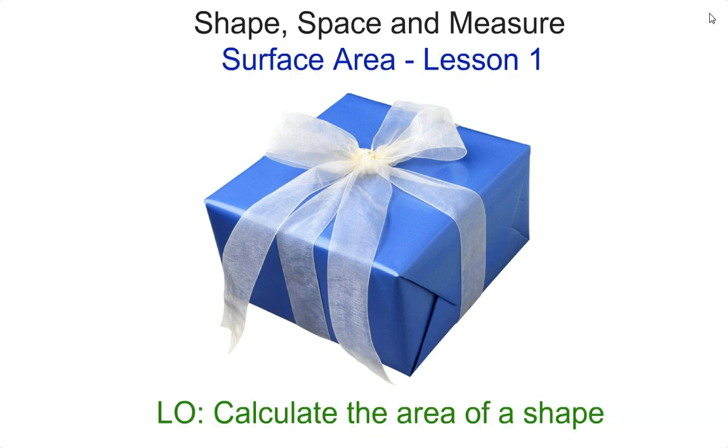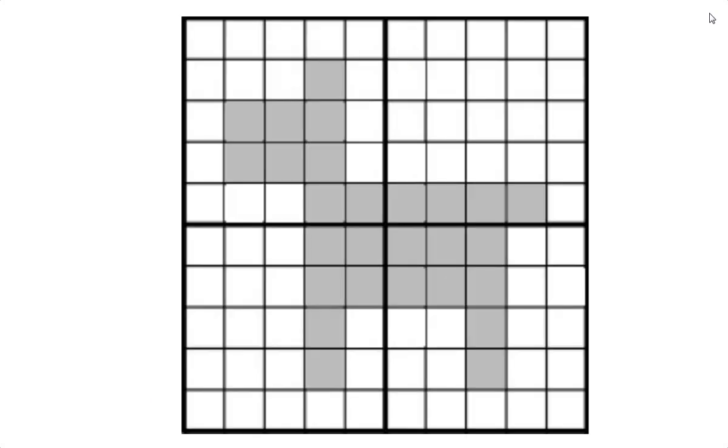Over the next couple of lessons we're going to learn about surface area, but for today's lesson we're going to work out how to calculate the area of a shape. From previous lessons and in previous years you may have calculated the area of a shape just by counting squares. So hopefully you can see on this slide we have a picture of a dog, and in previous years you may have just counted the squares like this.